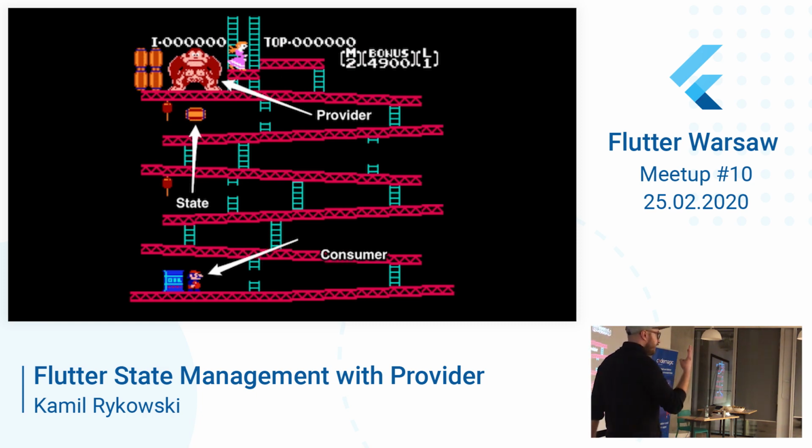Basically, we have 3 parts in a provider. We have a provider. Well, the screen is from the game called Donkey Kong from the Nintendo Entertainment System. So at the top there is a provider. So that's the Donkey Kong. The Donkey Kong has these barrels which drop down through the whole road. That's the state. It keeps the information about the state.